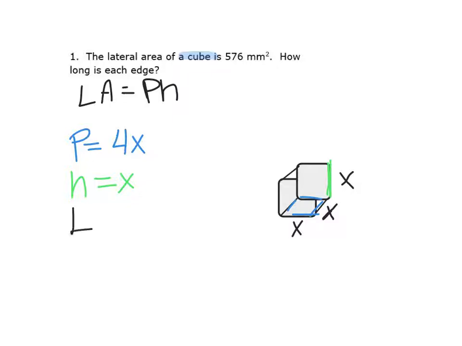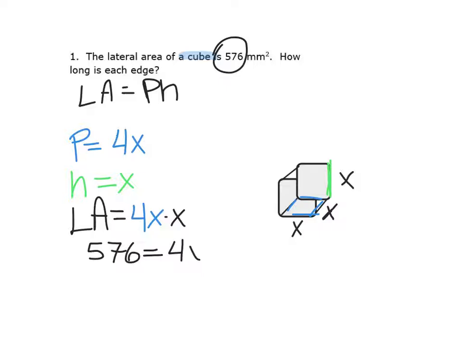So we take all of these values that we know, substitute them into our formula, and we end up getting 4x times x, and this is going to be equal to 576. So 576 is equal to 4x squared, because x times x is x squared. Divide both sides by 4. This leaves us with 144 equals x squared. You take the square root, which means x has a value of 12. So each edge has a value of 12.